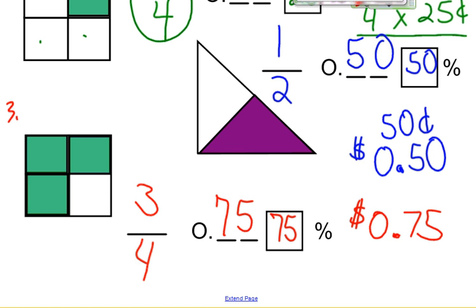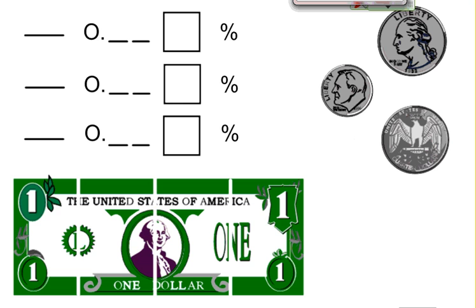We're not done yet. Like I said, big lesson. We'll come back and we'll continue looking at this relationship, and this time we're going to use money.